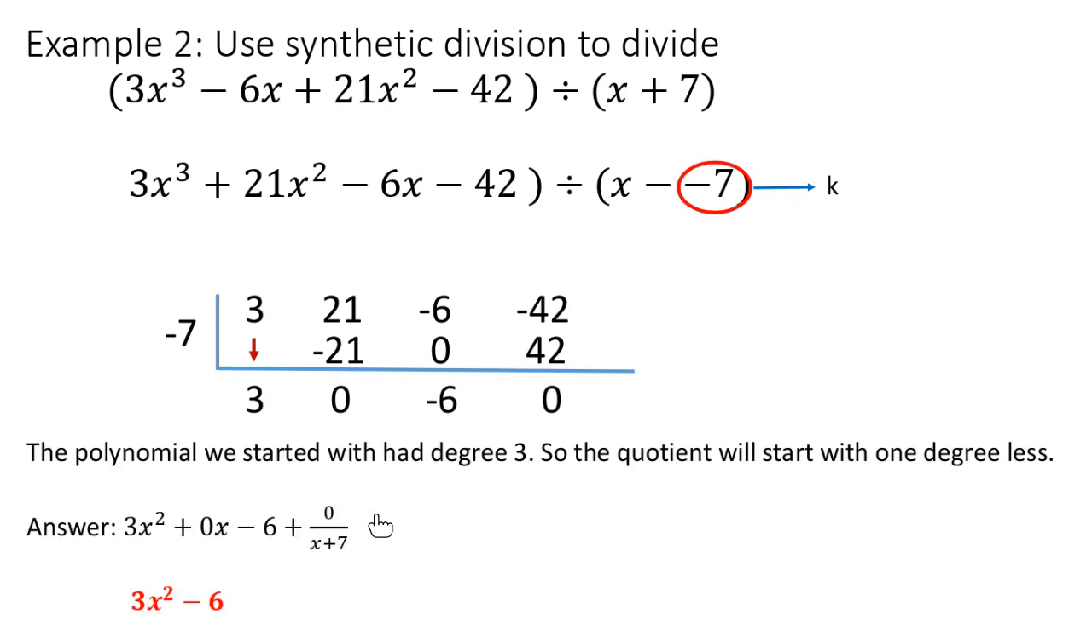Okay, so we go to the next thing. So my answer here is going to be, my quotient is 3x squared. Again, I start with the 2 since we had a cube, plus 0x minus 6. My remainder is 0 divided by x plus 7. When you enter your answers on WebAssign, you don't want to enter 0 divided by x plus 7 because that's not simplified. So 0 divided by x plus 7 is really 0. So if I simplify this, then I really just have 3x squared minus 6 because 0 times x is also 0.